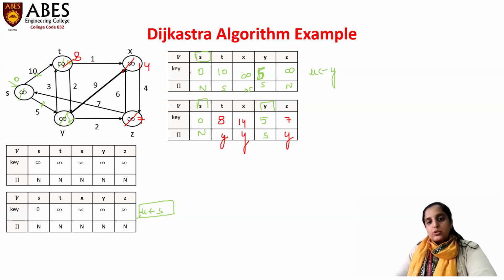After this, again, you're going to extract the minimum value, and we find the minimum value as Z. So U will be Z.